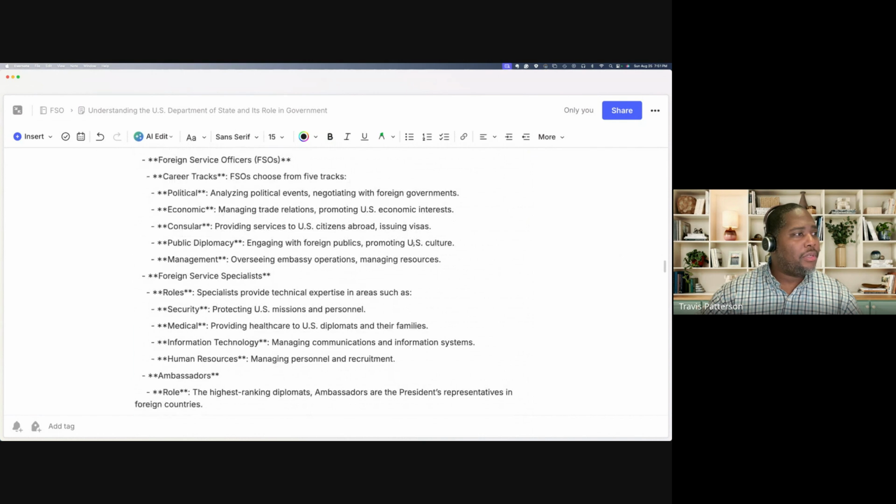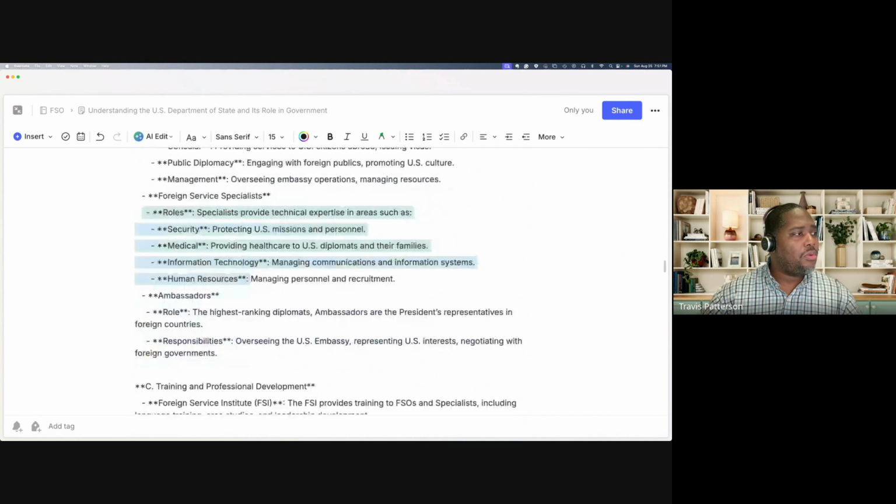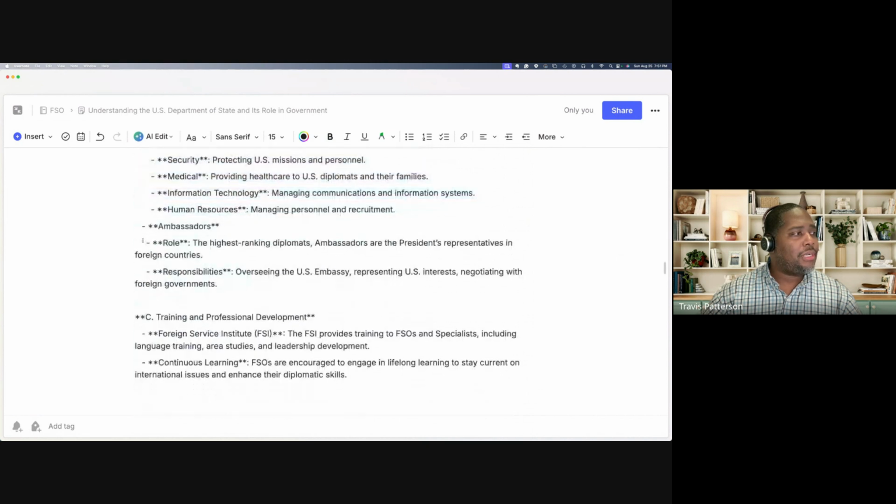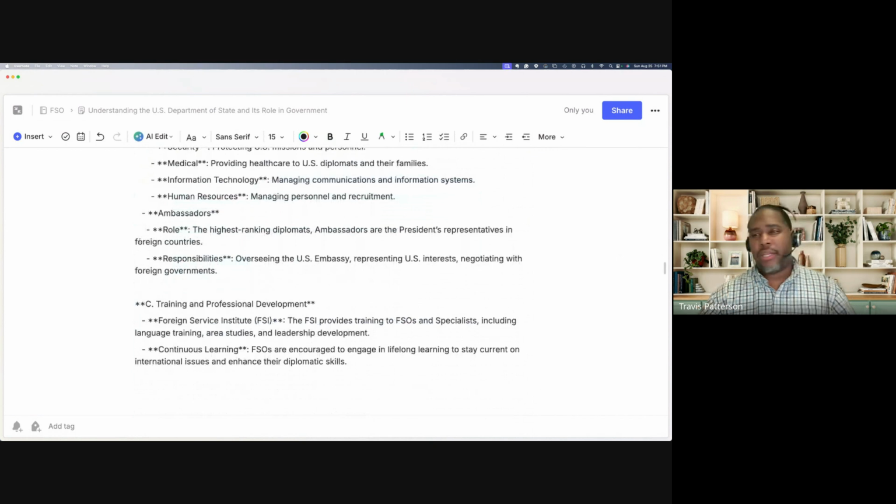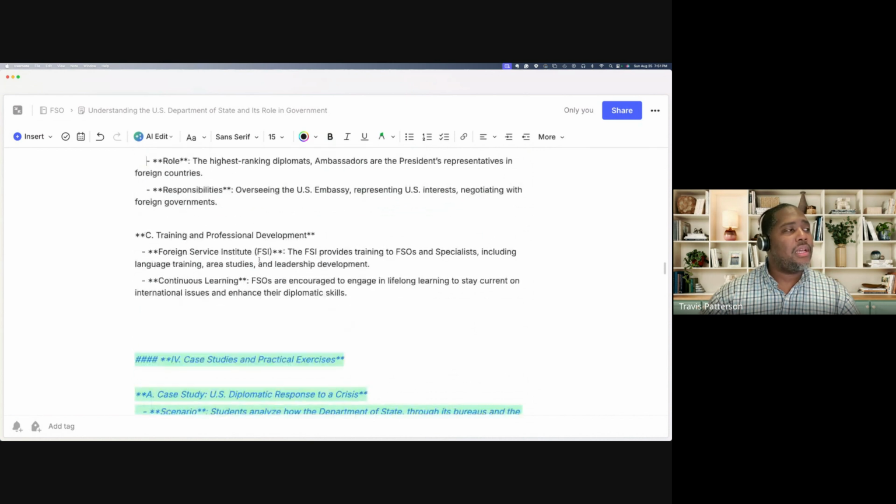But yeah, these are the different cones here, specialist roles, the ambassador. I wanted to make it a little less general, so instead of just saying what an ambassador is, which is the highest ranking diplomat: the ambassadors are the president's representatives in the foreign country. They are responsible for overseeing the U.S. embassy, representing U.S. interests, and negotiating with foreign governments.